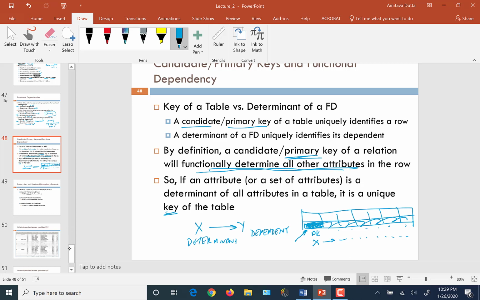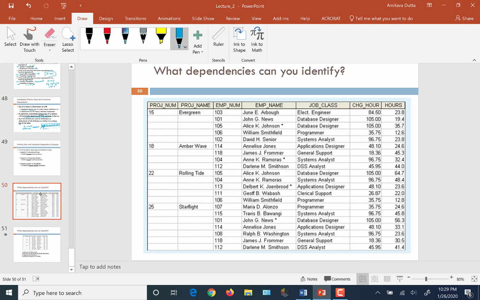So let's apply these concepts now to an example. What kind of dependencies can we identify over here? Before we do that, you can see that in this one table, there are multiple concepts that seem to be present. If I look on the left side, these two columns contain information about projects. So one theme that's present in this table is projects, so properties of projects.